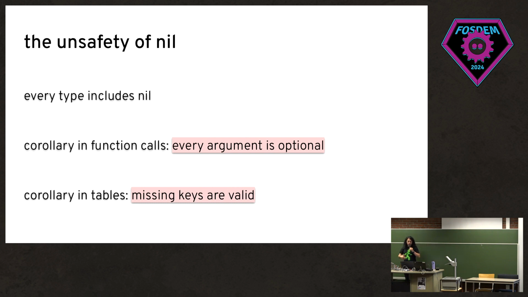And another side effect is that in tables, missing keys are valid, right? So let's say you define a function that operates on a table that has X and Y fields, right? But then in your program, since you designed that function to just take something that has x and y, you want to pass other things that have extra fields, and sometimes they don't, right? So it gets really messy, right?